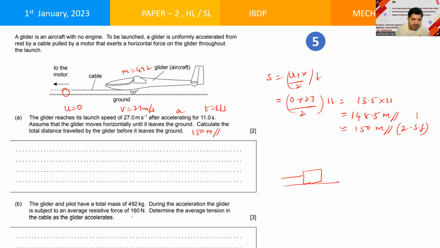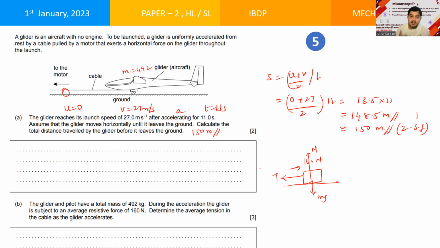Now, where is the resistive force acting? This is my tension. Something is pulling. Where is the resistive force? The resistive force is acting like this. How much is it? 160 Newton. Then the mass of it is 492, given. Now let us draw the FBD. What is remaining here? This is my mg. This is my normal force over here. Now what is it that I need? I need the average tension in the cable as the glider accelerates.